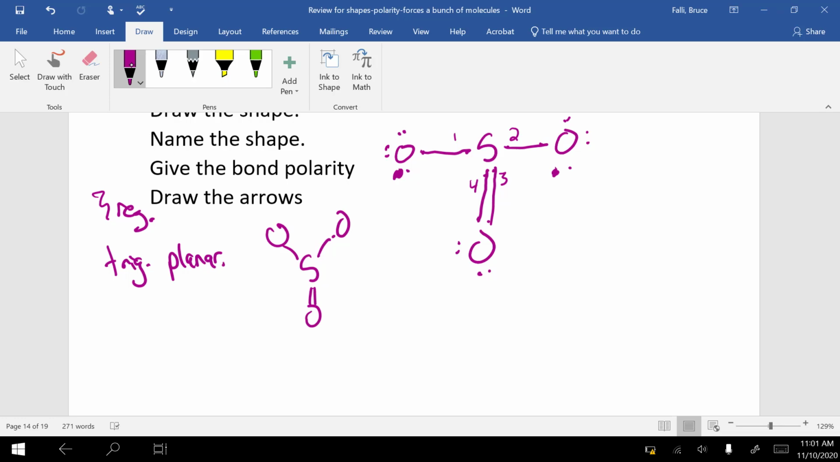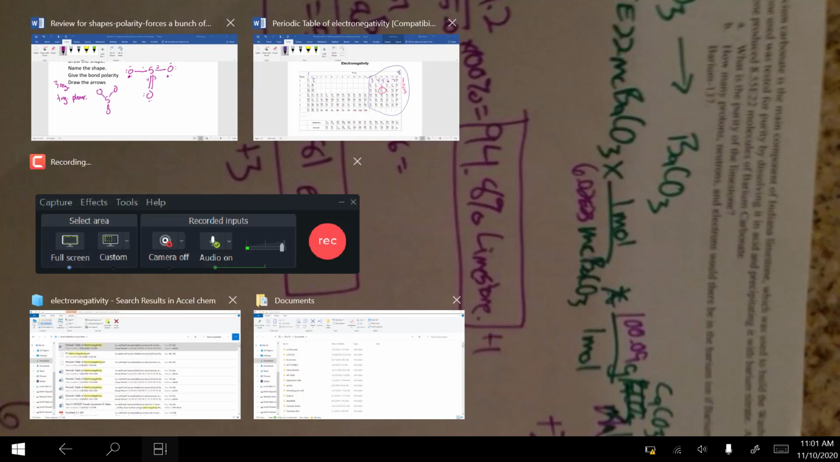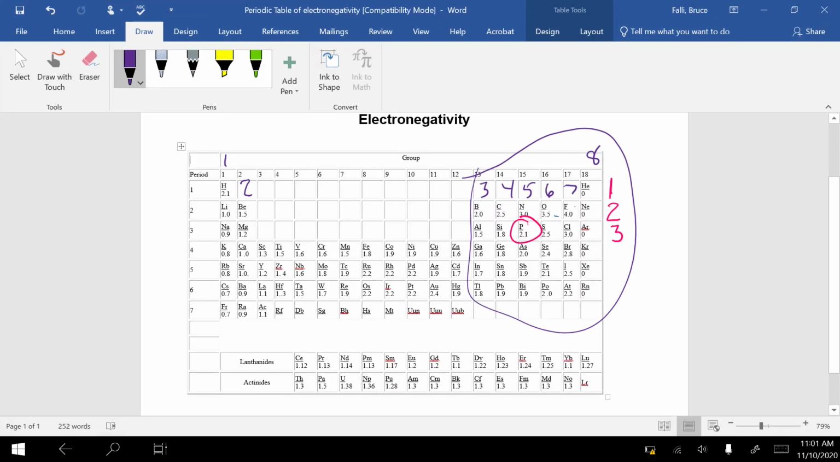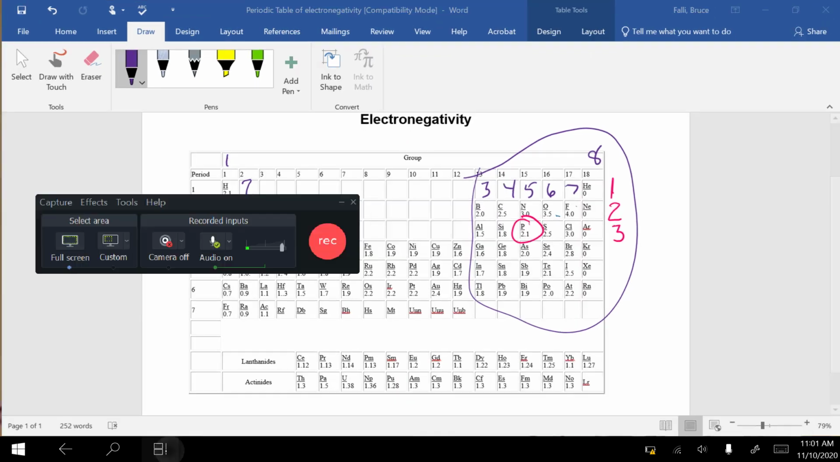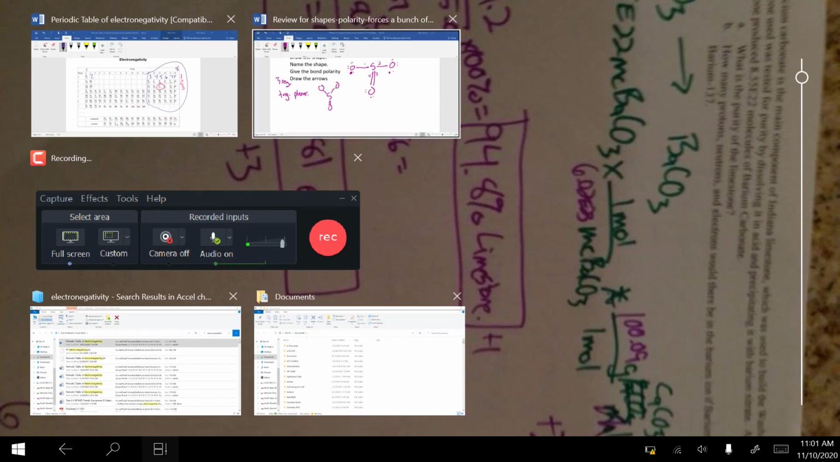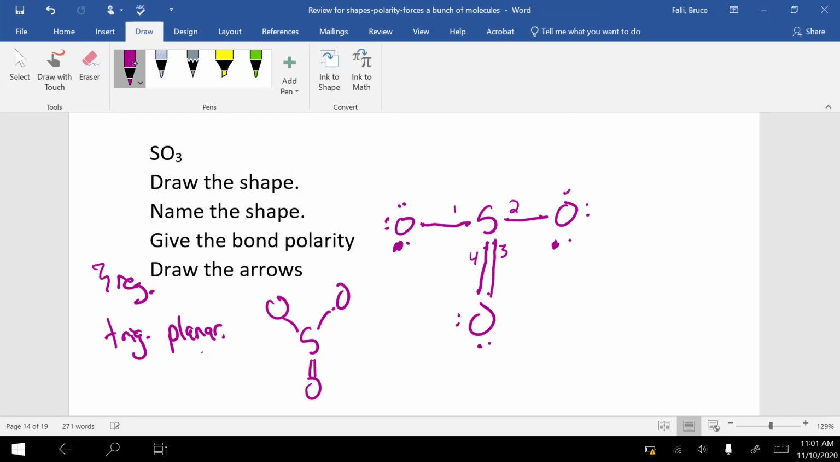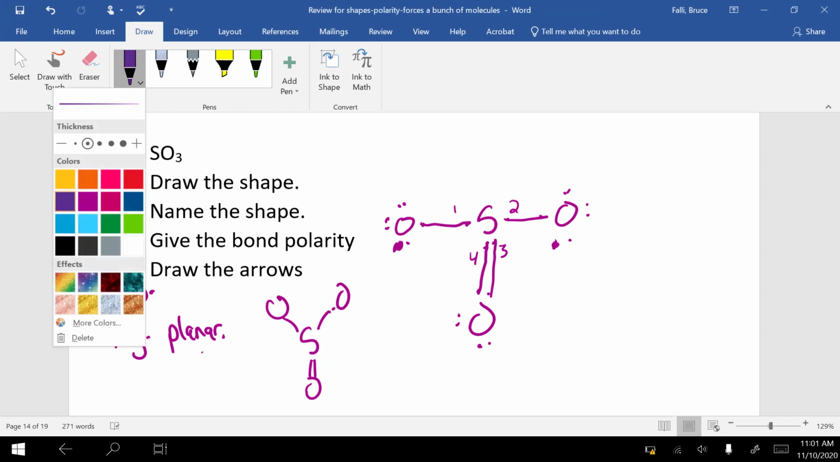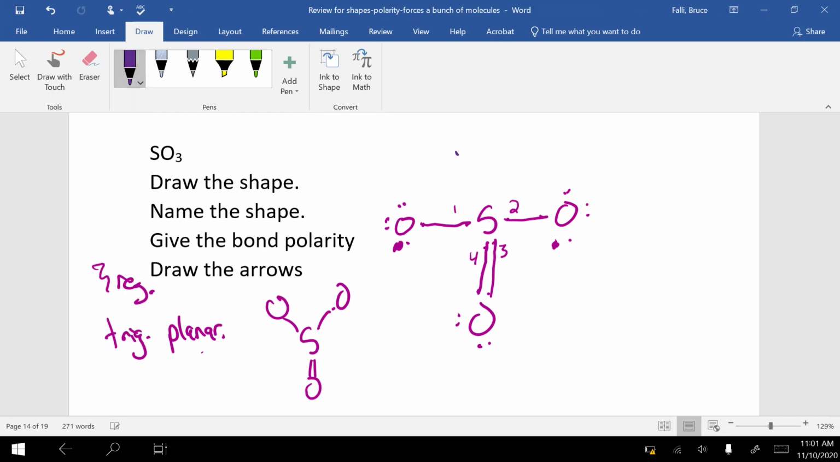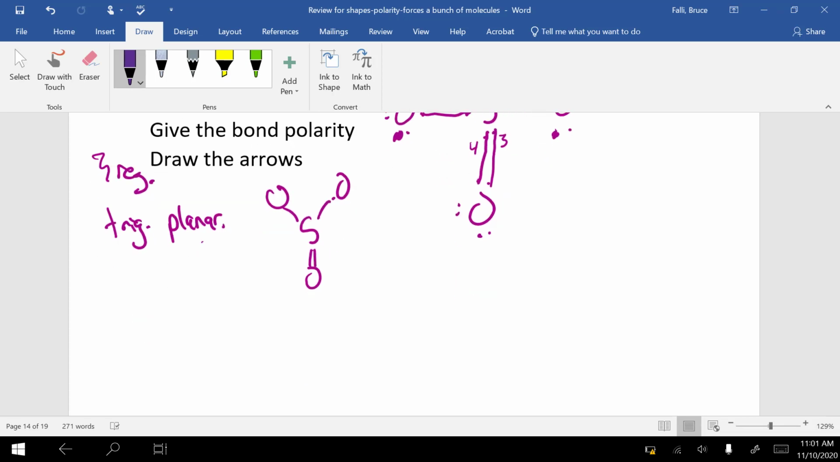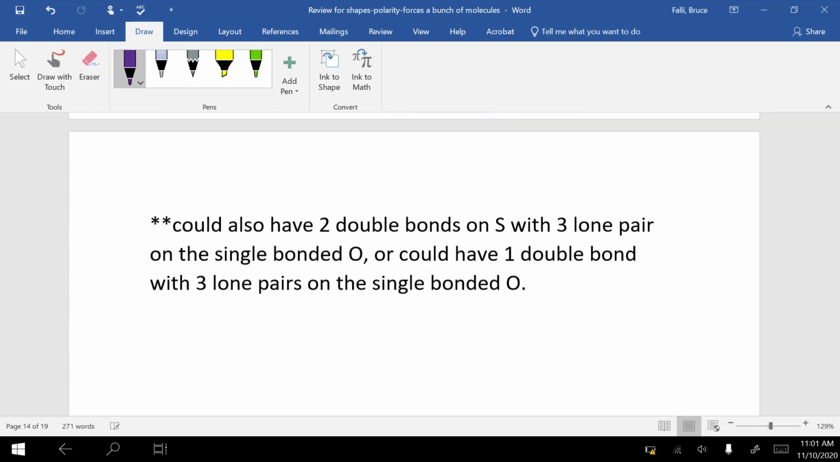The bond polarity is S and O. I know it's polar, but I remember 2.5 and 3.5. So 2.5 and 3.5, the difference is 1. So if the difference is 1 for the electronegativity difference, I'm going to draw my arrows at the more negative one. There you have it.